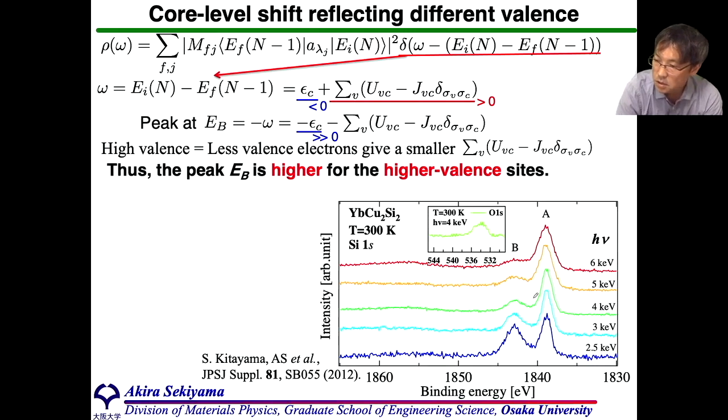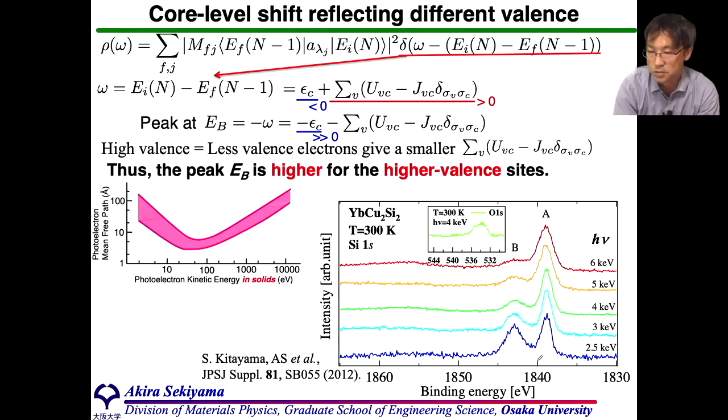So this is a real example of the core-level photoemission spectra. Silicon 1s photoemission spectra of ytterbium kappa 2 silicon 2. You can notice that there are two peaks labeled as A and B. Peak B is relatively stronger, for the photon energy becomes lowered. And peak B is located at the higher binding energy side of the peak A. From this result, we can consider this situation.